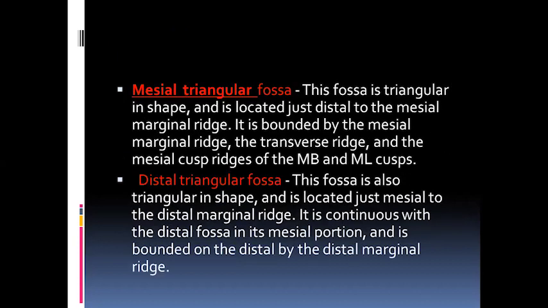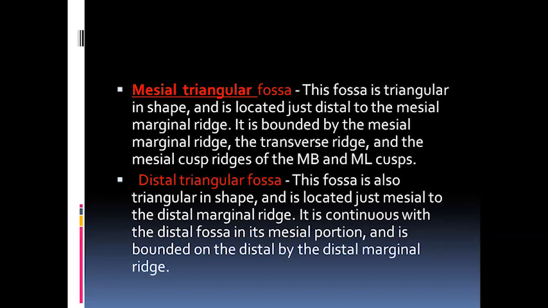Third is the mesial triangular fossa. This fossa is triangular in shape and is located just distal to the mesial marginal ridge. It is bounded by the mesial marginal ridge, the transverse ridge, and the mesial cusp ridges of the mesiobuccal and mesiolingual cusps.